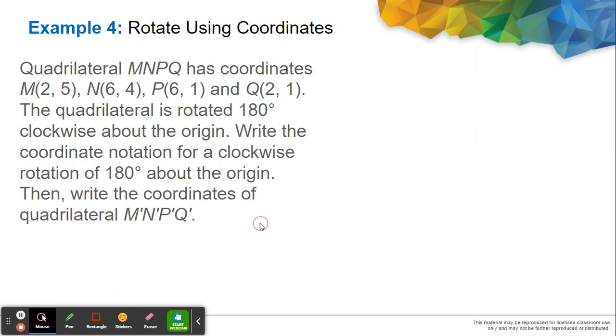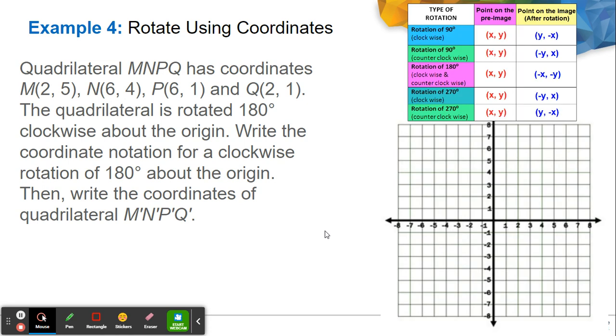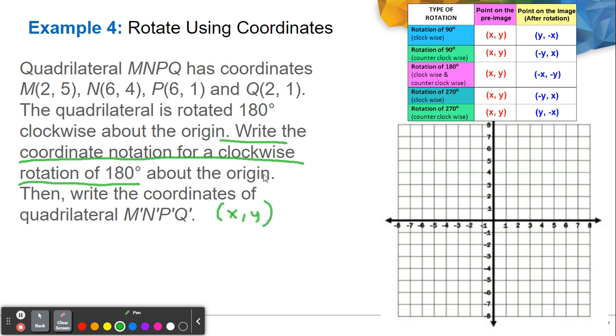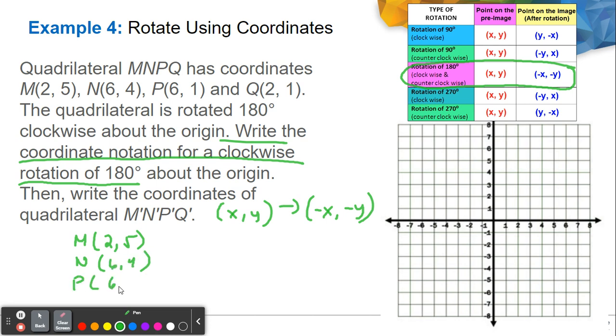Example number 4. It's just the same thing as a while ago. We have our rectangle MNPQ, and we are going to write the coordinate notation and the ordered pairs for our image when we do a clockwise rotation of 180 degrees. Let's find our rule first. For clockwise rotation of 180 degrees, we follow this rule: negative x and negative y. Our M is 2, 5, N is 6, 4, P is 6, 1, and Q is 2, 1.